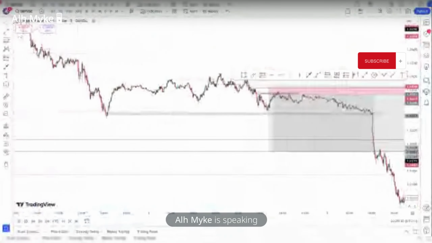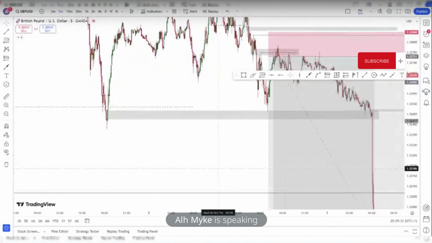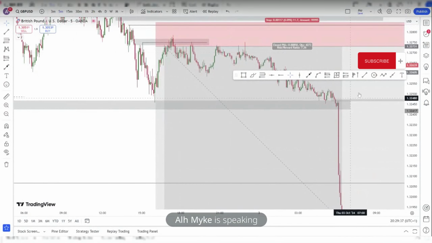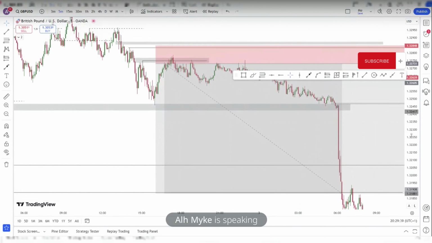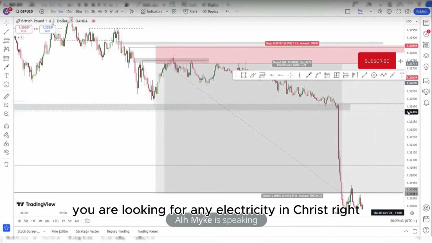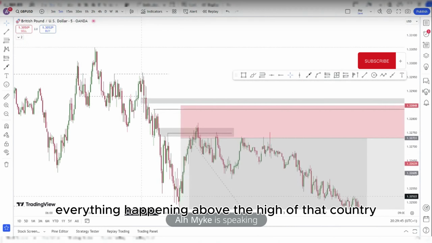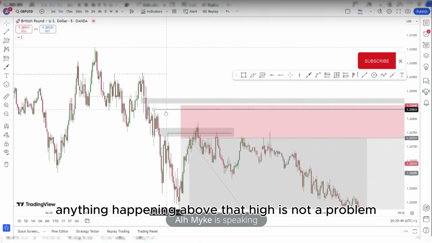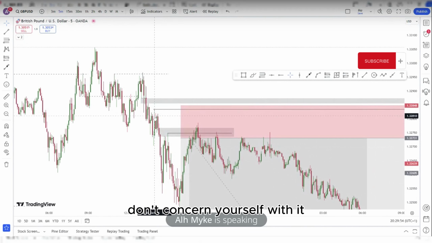So this was from the 1 hour time frame. We saw our liquidity, our candle sweep. Now after getting that, just drop down to the 5 minutes time frame. You are looking for any inefficiency in price. Everything happening above the high of that candle, that's the point I told you to use as a stop loss. Anything happening above that high is not your problem. Don't concern yourself with it.